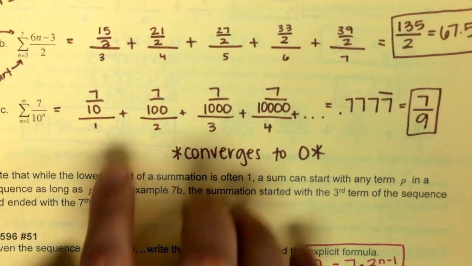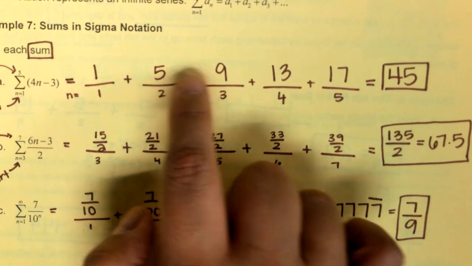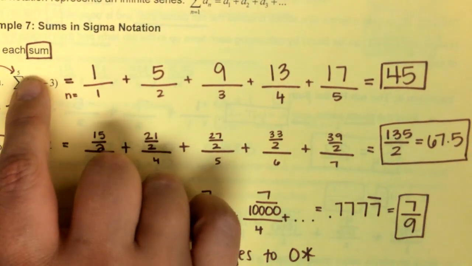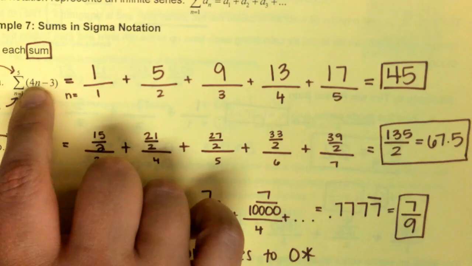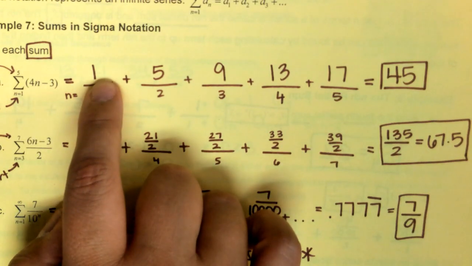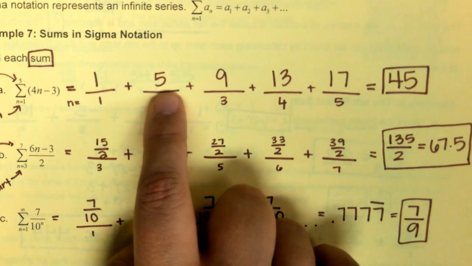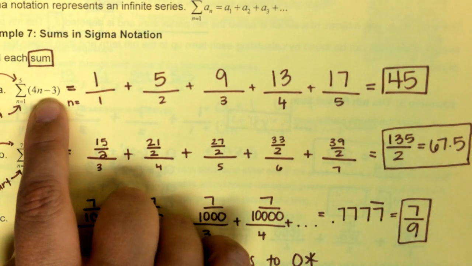Look up here real quick. I have 1, 5, 9. What am I adding each time? That's where the 4 came in. What is 4 times 1? How do I get to 1? Minus 3. What's 4 times 2? How do I get to 5? That's where it comes from.